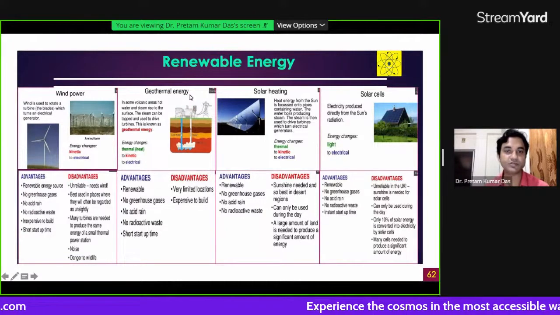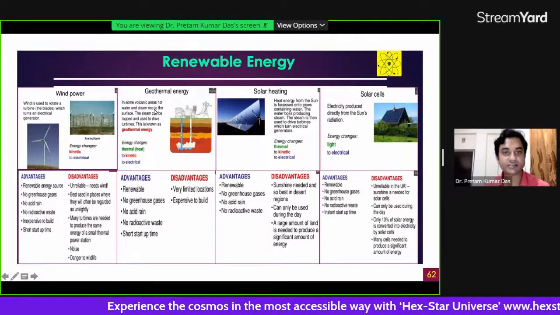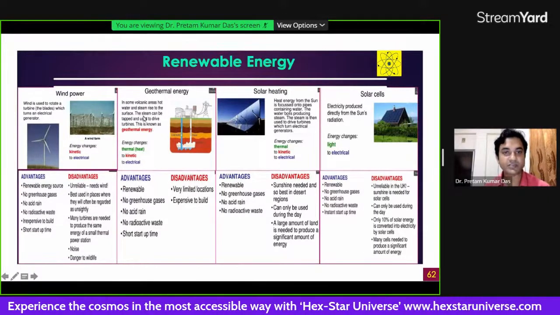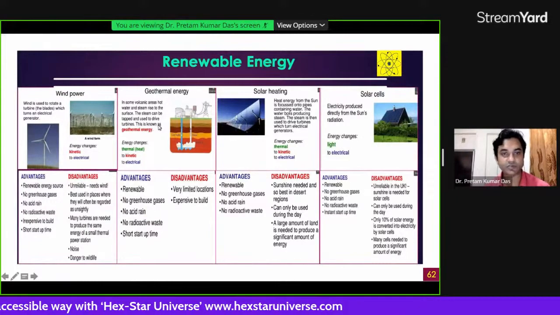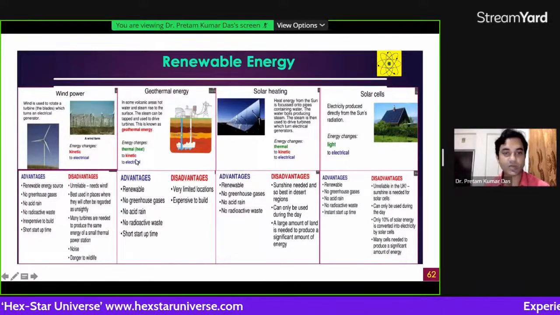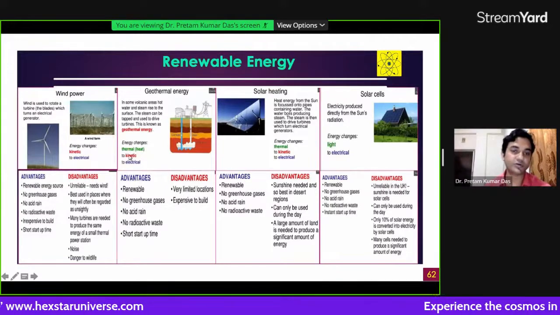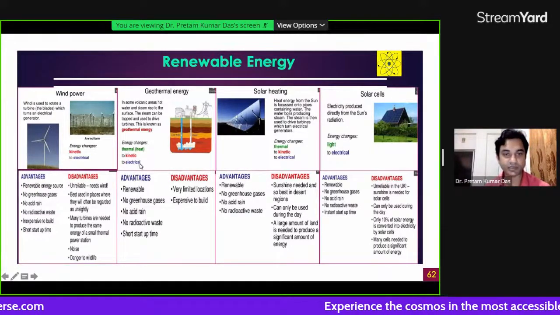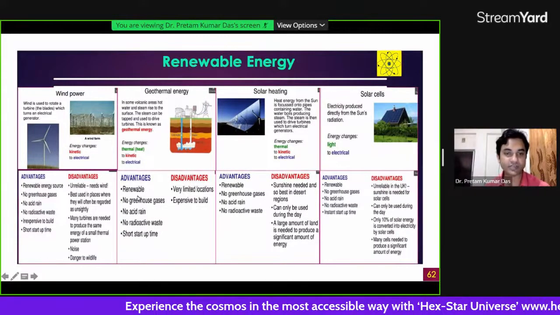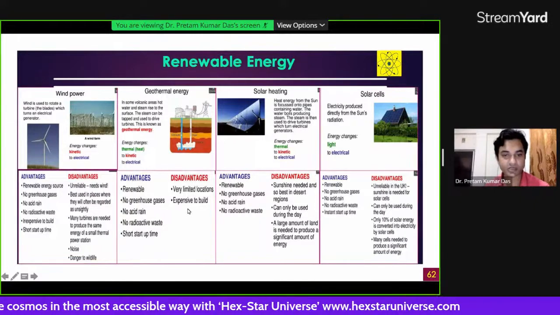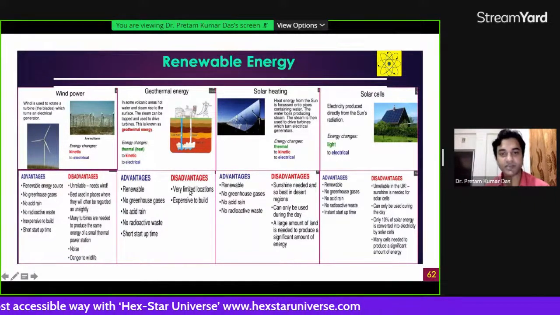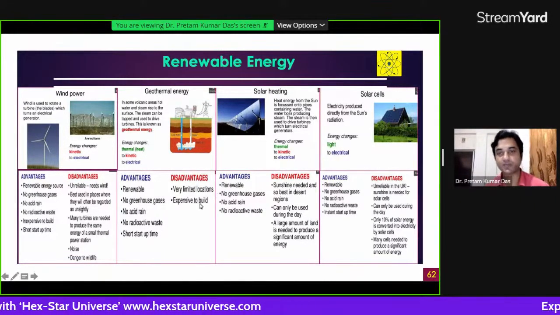This is geothermal energy. In some volcanic areas, hot water and steam rise to the surface. This steam can be trapped and used to drive the turbines, and this is known as geothermal energy. And here thermal energy is converted to kinetic energy, and then kinetic energy to electrical energy. The good thing is this is a renewable energy, no greenhouse gases, no acid rain, no radioactive waste, and short startup time. But the disadvantage is very limited location and expensive to build.